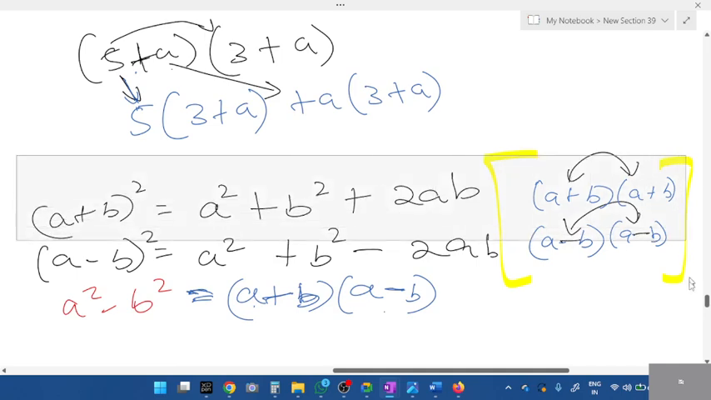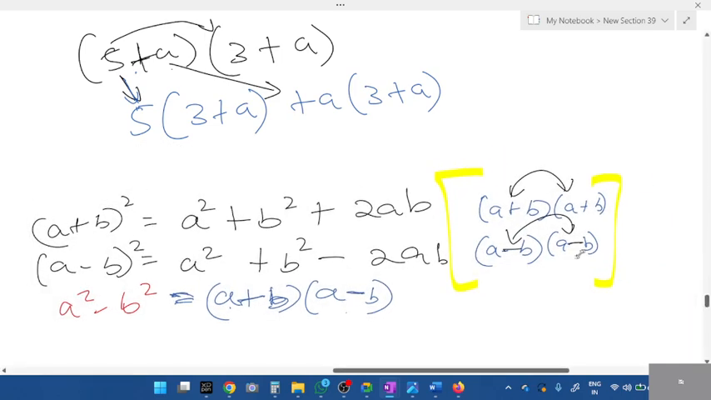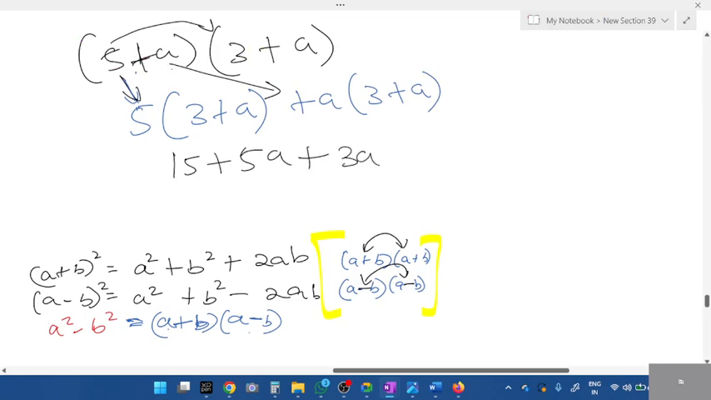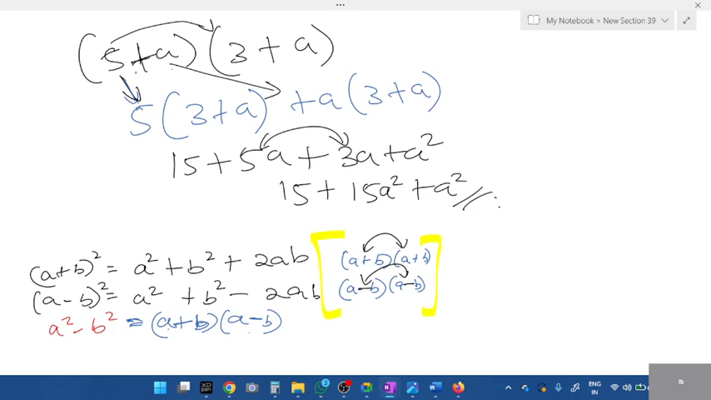Basically, identities are the opposite of factorization, students. They both are one pair. Next, open the bracket. 3 fives are 15, plus 5a, 3a plus a square. 15 is a constant, and 5a and 3a are like terms. So the answer is 15 plus 8a plus a square. Algebraic identities and factorization are one and the same, opposite operations. Completed?